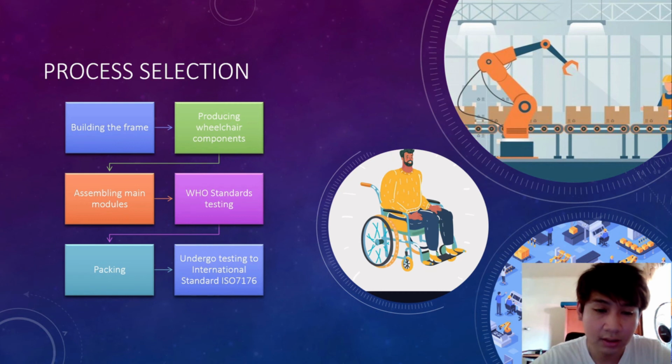Speaking of testing, the next one is WHO standards testing. Going through necessary checks in line with safety standards, which involve alignment, terrain test, and impact test. The next one is packing. It is individually packed along with separate ancillary items such as padded cushion, rug and toy, and all of that are added to the wheelchair package ready for distribution.